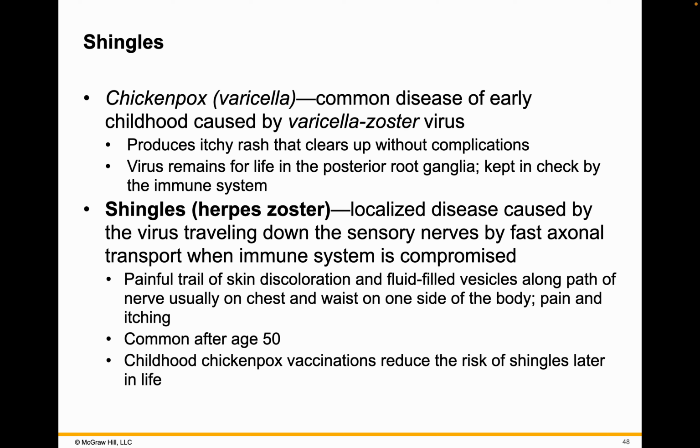Chickenpox vaccinations reduce the risk of shingles later in life, and we do have immunizations for shingles specifically as you reach the age of 50.